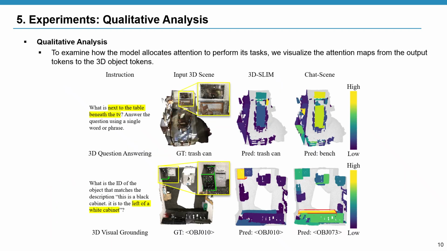We visualized the attention maps of the output tokens. For the question, what is next to the table beneath the TV, 3D-SLIM correctly focused on the answer, trash can, and its surrounding area, interpreting the spatial relationships well. In contrast, the baseline concentrates only on the nouns, table and TV, missing the spatial context and predicting the wrong answer.